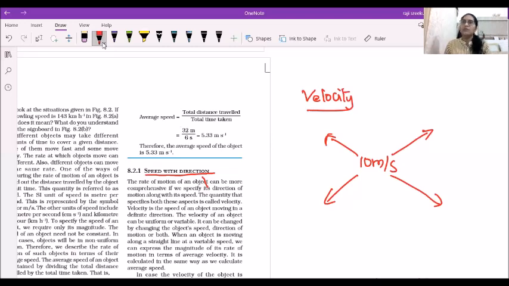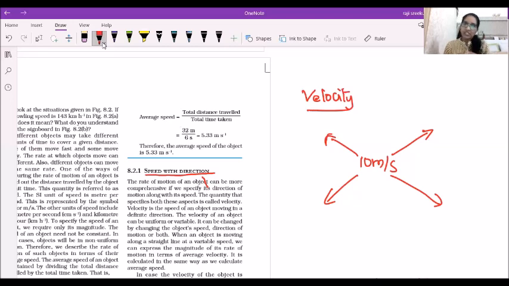Suppose somebody asks you where your school is, and you just say it is 5 kilometers away from my house. But actually that is not enough, because 5 kilometers away means it can be in any direction. So in order to specify the location, you say you move 5 kilometers towards north, or 5 kilometers towards south, or right side, left side, like that. If you add some direction to that, it is easy to locate the place accurately.